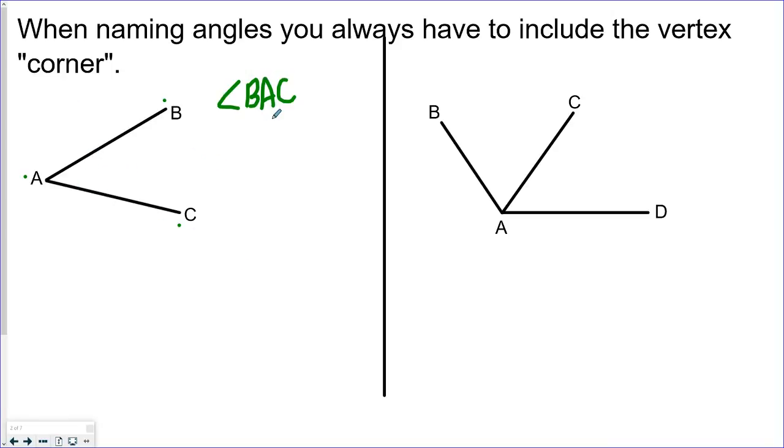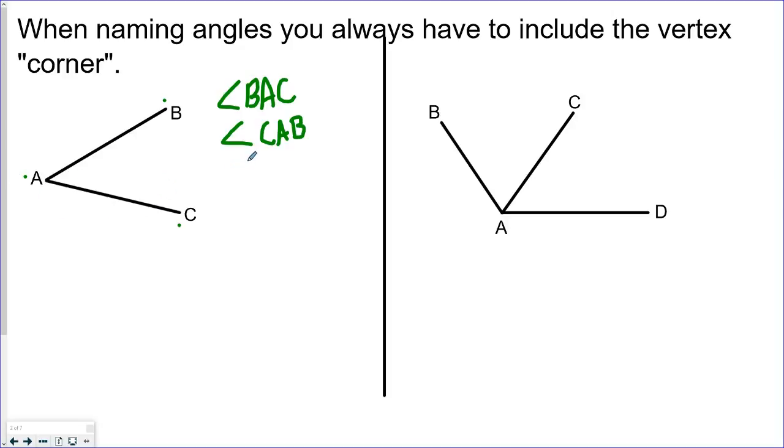Now notice here, A, the corner or the vertex, always has to go in the middle of the other two letters. So you always have to include the vertex when you're naming it, and it always needs to be in the center of the two other letters you're going to use. So to name an angle, you use one of the endpoints, the vertex, and then the other endpoint. Same thing every time. Now you could go backwards, and you could say it's CAB, and that is also okay, because I'm going C to A to B. The vertex is still in the center, so everything is good there. So BAC and CAB are the exact same angle, just talked about differently. But again, it's two endpoints with a vertex in the middle.